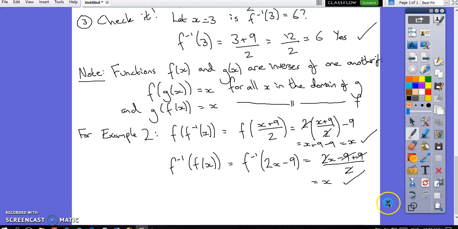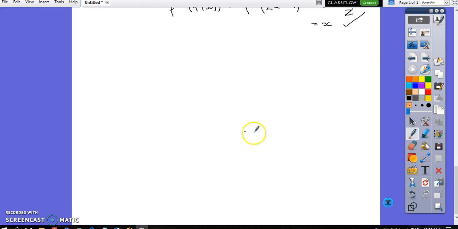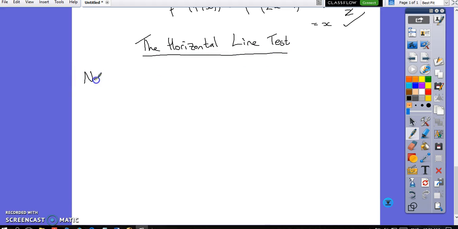So our last part for this video is a little bit more theory. And this part is called the horizontal line test. You can give yourselves a subtitle. And we know that not every function has an inverse.